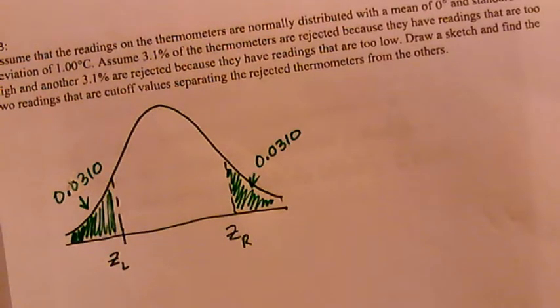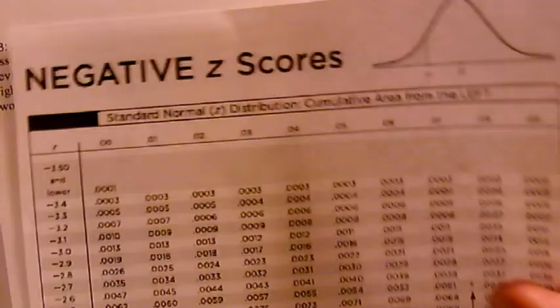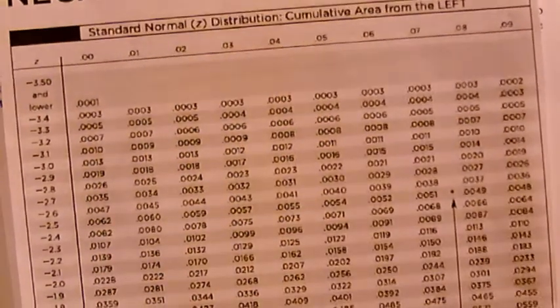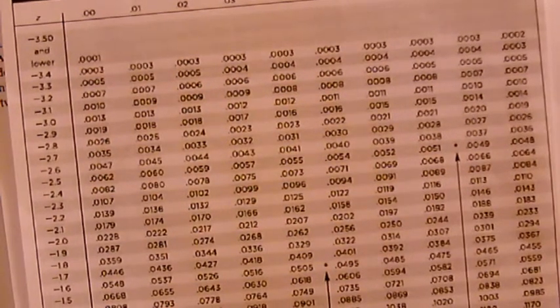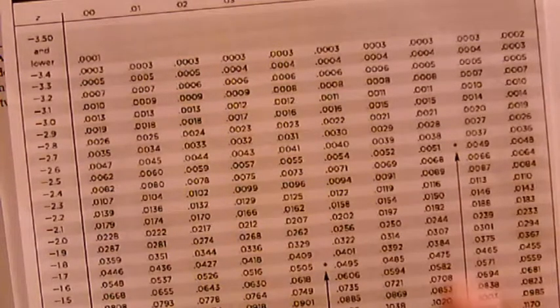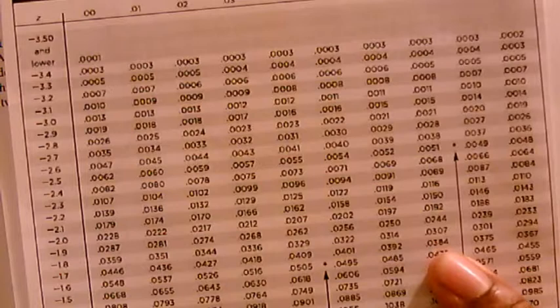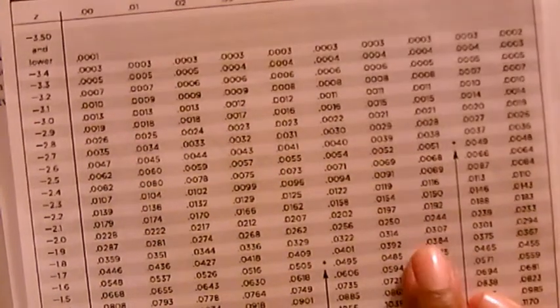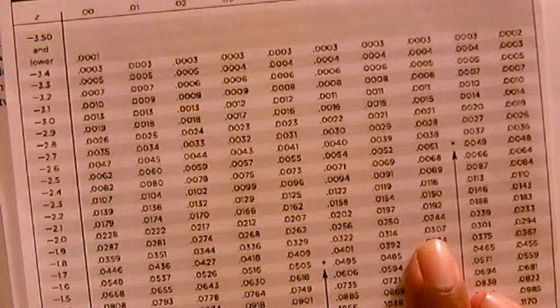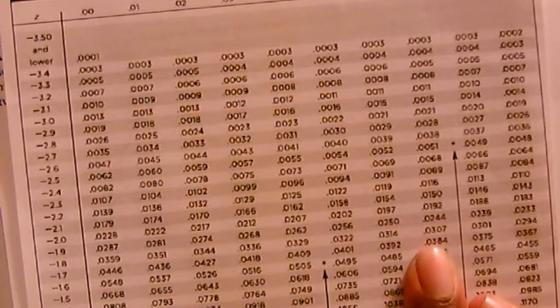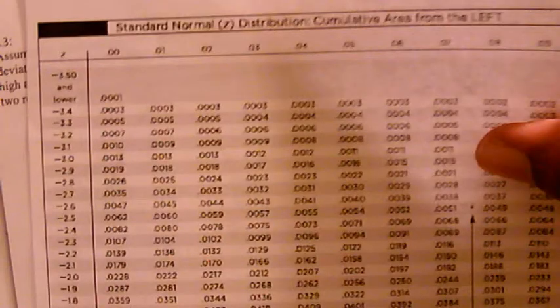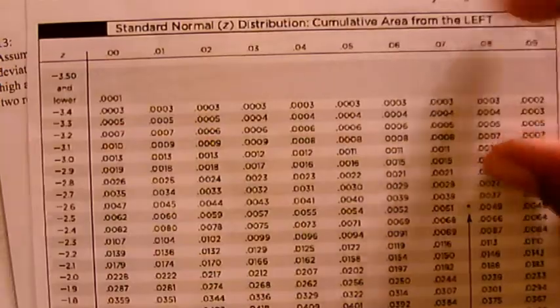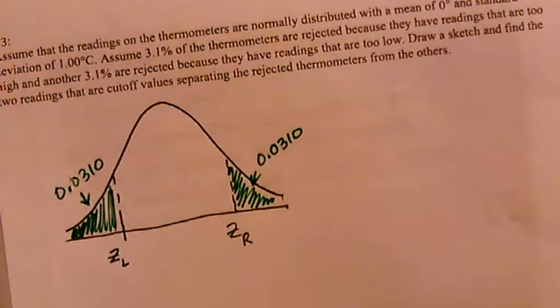Find 0.0310. That's less than a half, so let's use the negative z-score table for the standard normal distribution and find a value that is less than 0.0310 or closest to 0.0310. In this case 0.0307. Let's find the row and the column that it's in. The row would be negative 1.8, and the column that it's in is 0.07. So it'll be negative 1.87.